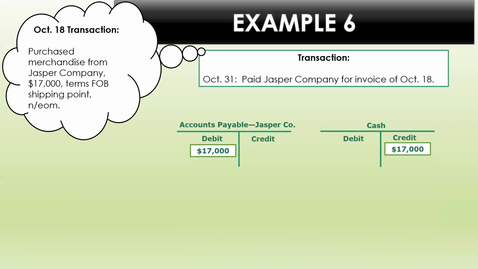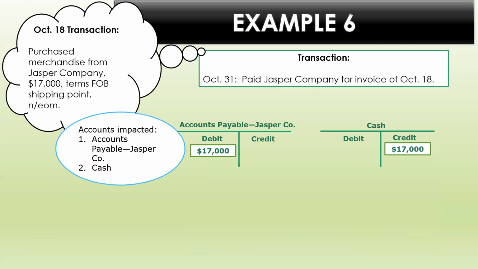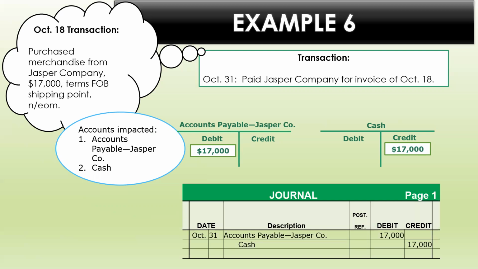Let's check out one more example. Example 6, transaction, October 31, paid Jasper Company for invoice of October 18. Accounts impacted are accounts payable Jasper Company and cash. The amount here is $17,000 because that's the amount that was impacted by the October 18th transaction. So we need to debit accounts payable Jasper Company in the amount of $17,000 and we credit cash in the amount of $17,000.